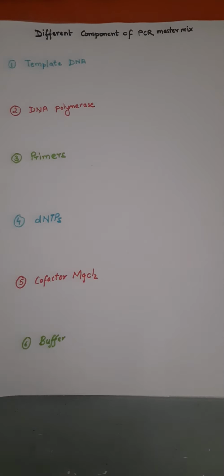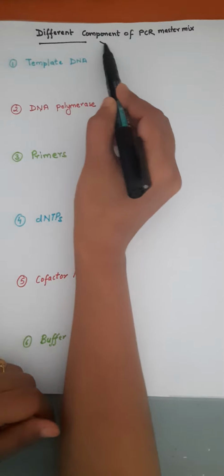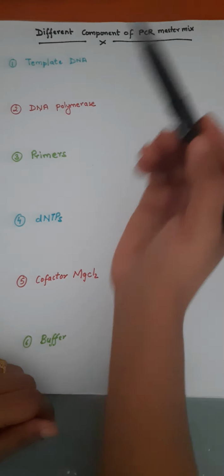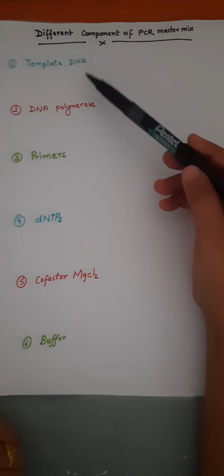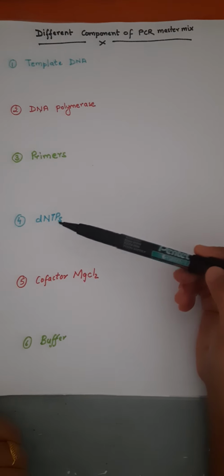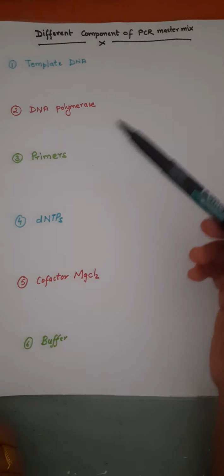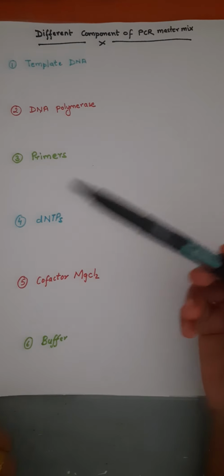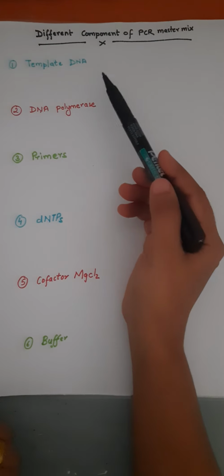Hello friends, my last video was about the PCR, and in this video I will be covering the different components of PCR master mix and their role. I have already listed the main 6 components of the PCR master mix: template DNA, DNA polymerase, primers, dNTPs, cofactor MgCl2, and the buffer. Without any of these components, our PCR reaction is not going to work. So let's see one by one the importance of these components.